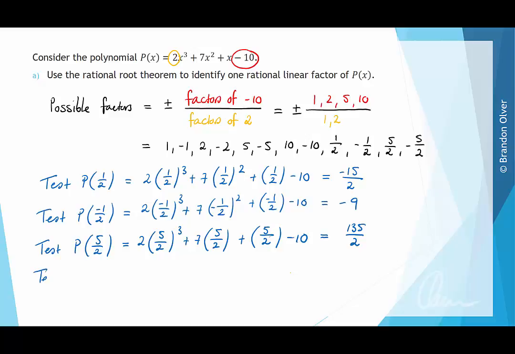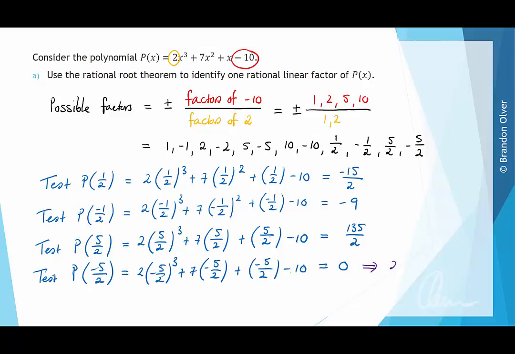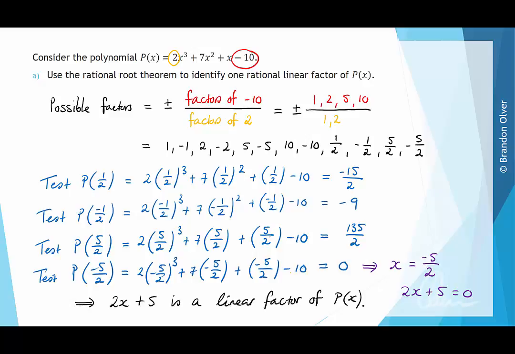And next, we're going to test p of negative 5 divided by 2. And that is equal to 0. So this gives us that x equals negative 5 divided by 2 sends the polynomial equal to 0. So if we rearrange that, we find that 2x plus 5 equals 0, which means that 2x plus 5 is a linear factor of p of x. And we reached that conclusion using the rational root theorem and the factor and remainder theorem.